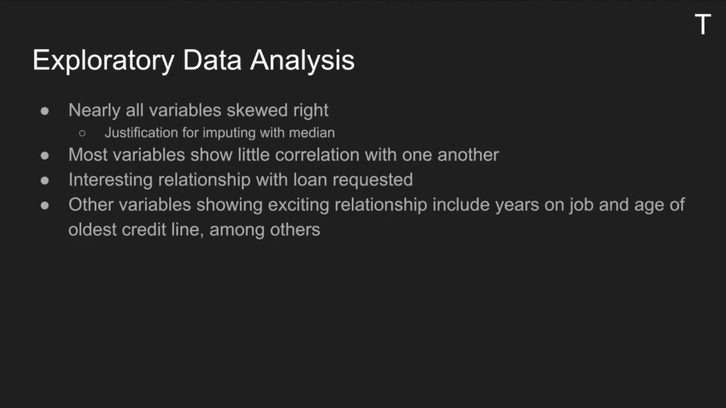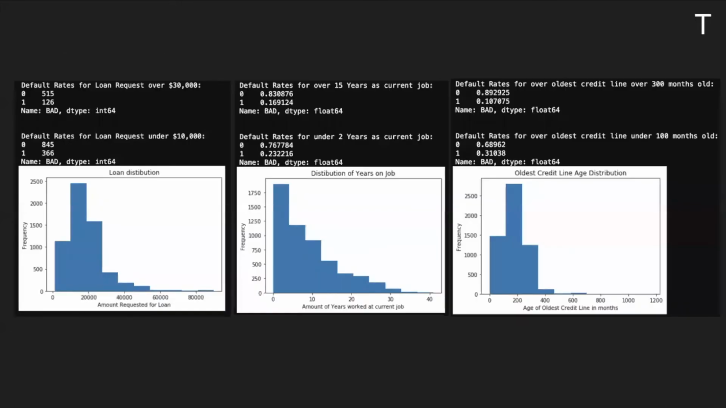We also found interesting relationships when it came to looking at our classification variable with loan requested, years on job, and age of oldest credit line, among others. So looking at these histograms, which are the loan, years on job, and oldest credit line, we found interesting information when looking at the higher and the lower ends of the data. For all 3 of these, we see that the default rate for the lower end of the data is actually a higher risk of default than the other.